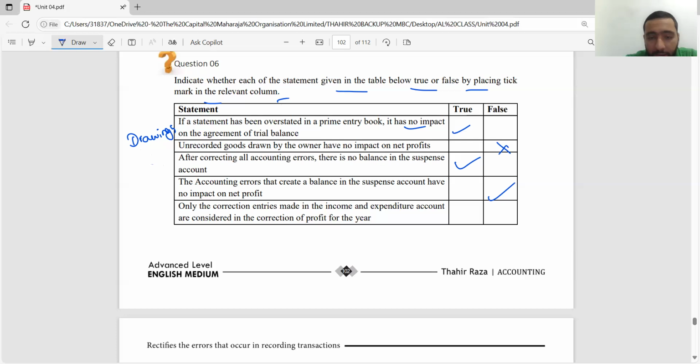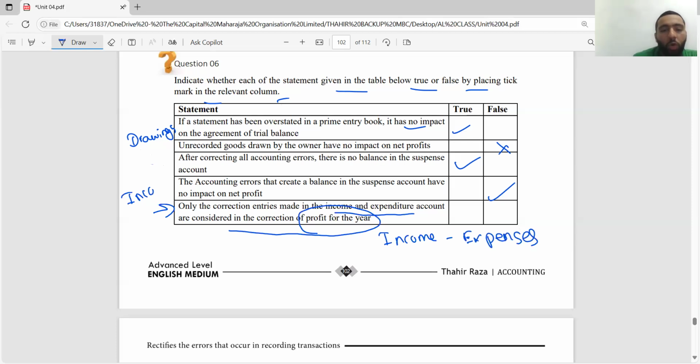Only the correction entries made in the income and expenditure account are considered in the correction of profit for the year. Yes. Why? In the income statement, how do you calculate profit? Income minus expenses, right? So if there are corrections in these, that is when your profit should be corrected. So that is correct.